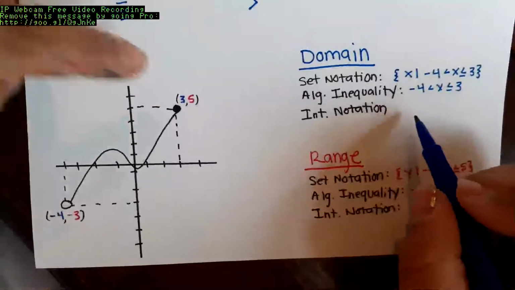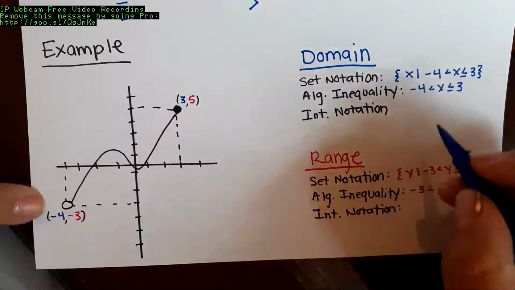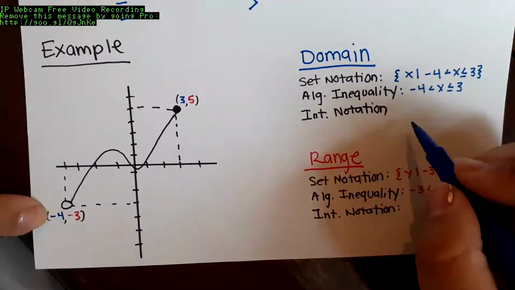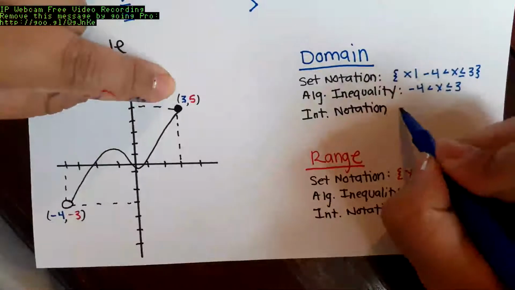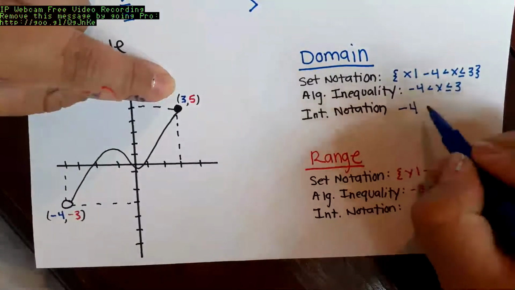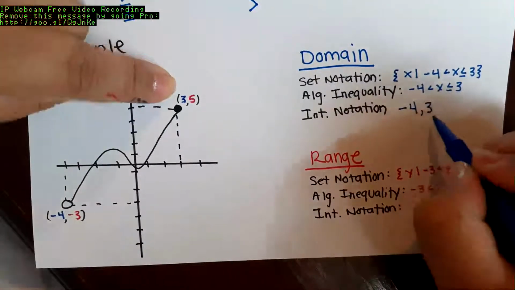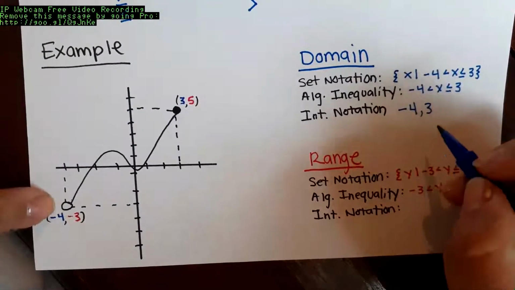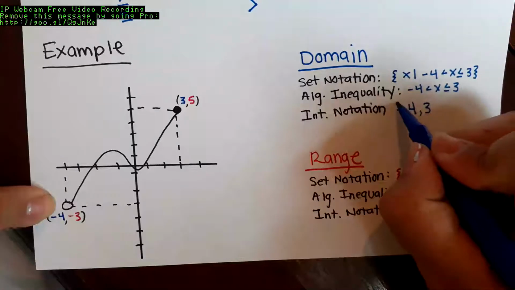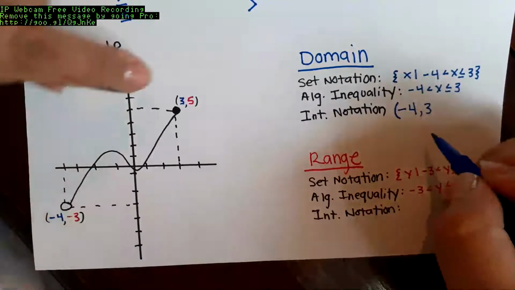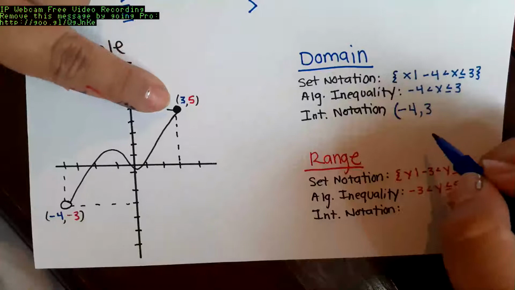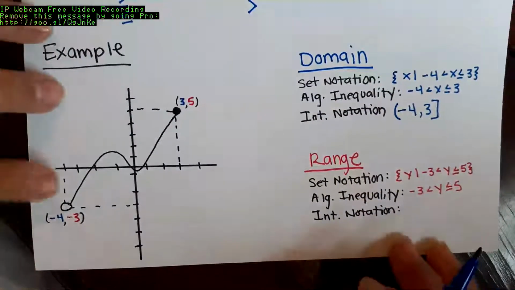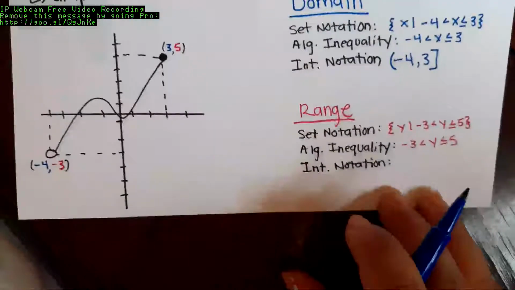So we're going to look over at our graph, and we're going to see on our domain where it starts and where it finishes. So it starts at -4, it finishes at 3. Now am I going to use brackets or parentheses? Well, at -4 it's an open circle, so I'm going to use a parentheses. At 3 it's a closed circle, so I'm going to use a bracket. And that's interval notation.